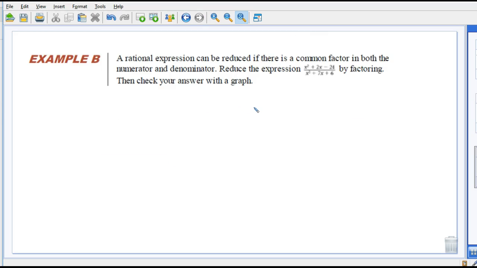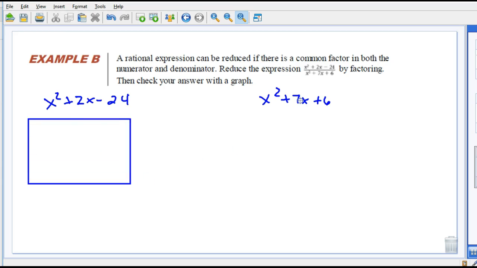Okay, good. Here's example B. A rational expression can be reduced if there is a common factor in both numerator and denominator. So if we have the same thing for both of them. So we're going to say reduce the expression here by factoring. Check your answer. So we have x squared plus 2x minus 24, and we have x squared plus 7x plus 6. So what we're going to do is let's use the rectangular diagram for both of them.